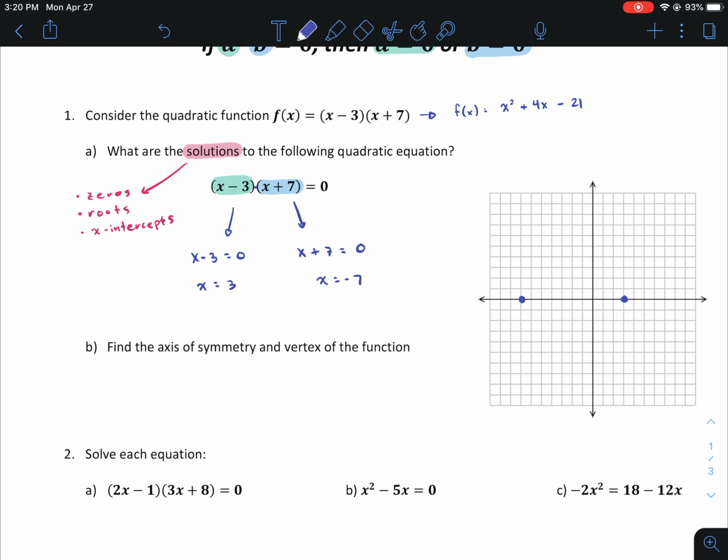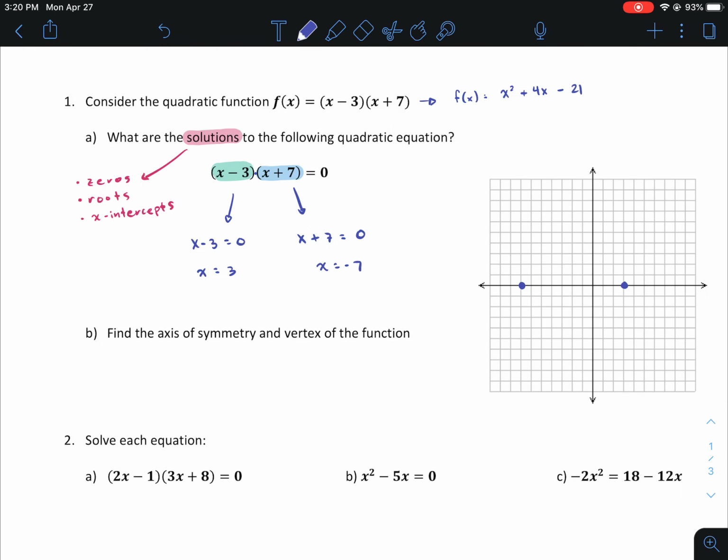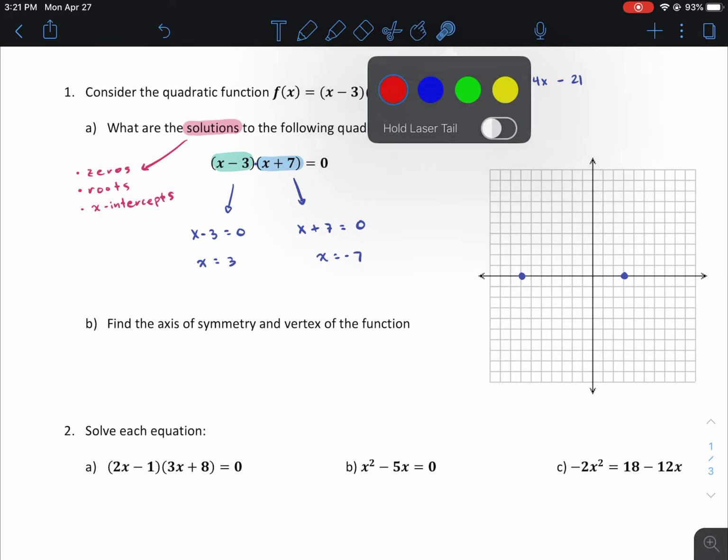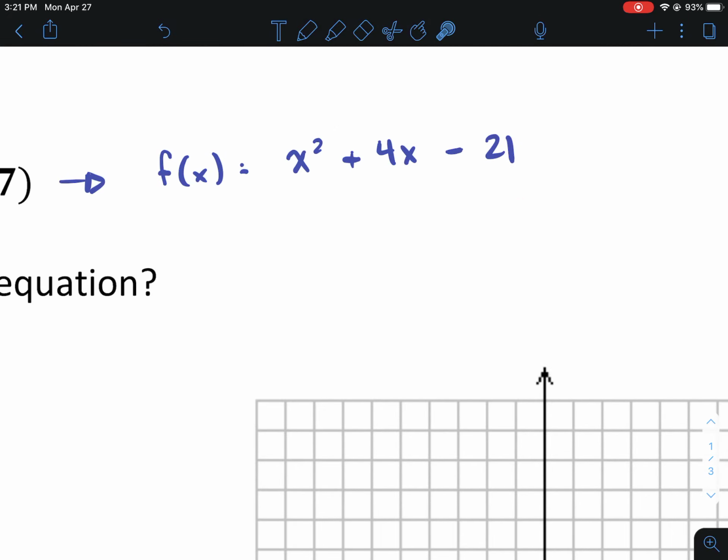Okay. And so the next question is, now knowing this, let's find the axis of symmetry and the vertex of this function. When we're given something in standard form, for instance, we would use for axis of symmetry x equals negative b over 2a, right? In this case, this is negative 4 over 2 times 1, which is going to be equal to negative 2.